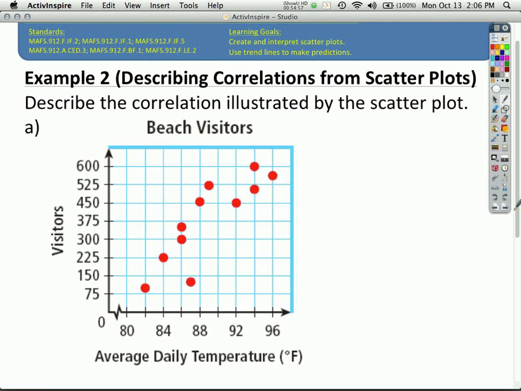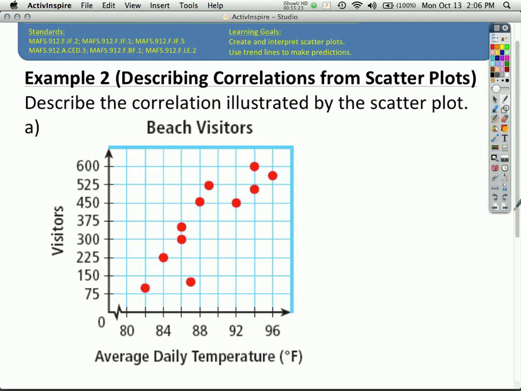So you do need to read the instructions because you're going to see the same instructions in your homework, on quizzes and tests, etc. So look at the graph, look at the scatter plot, and decide for yourself whether you think this is a positive correlation, negative, or no correlation.